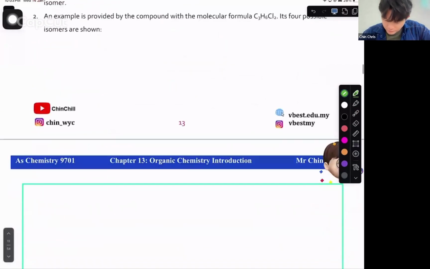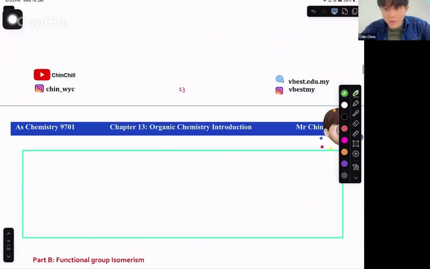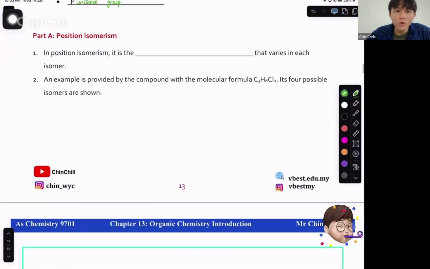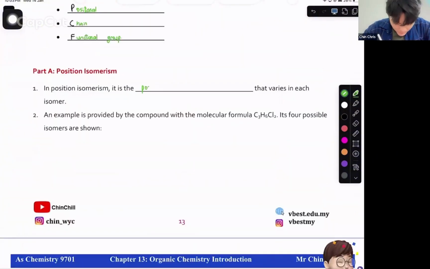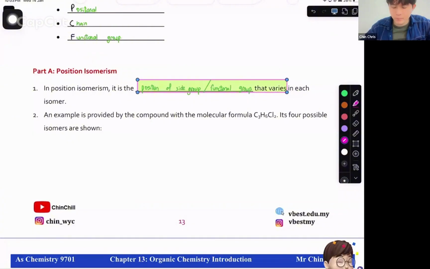All right, guys, now. So in position isomerism, what is position isomerism? It's always the position of the side group or the functional group that is jumping around. It's always the position of your side group or functional group that varies. That we call position isomerism. That's it.